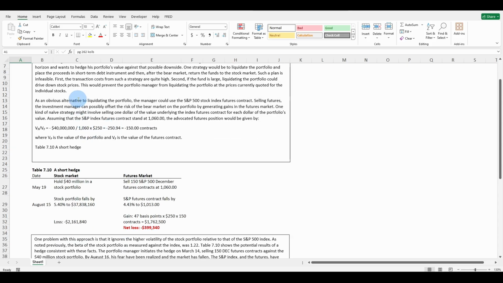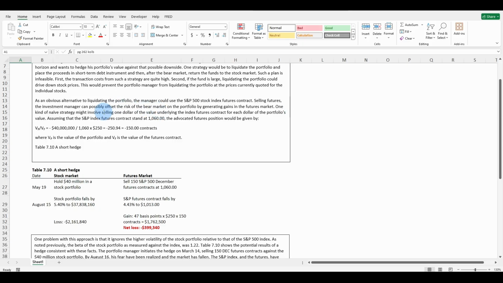As an obvious alternative to liquidating the portfolio, the manager could use the S&P 500 stock index futures contract. Selling futures, investment managers can possibly offset the risk of the bear market on the portfolio by generating gains in the futures market. It's the same thing as we did with that baker and the farmer. In this case, think of the portfolio manager as the farmer. All he wants to do is hedge his wheat, or in this case, his portfolio.